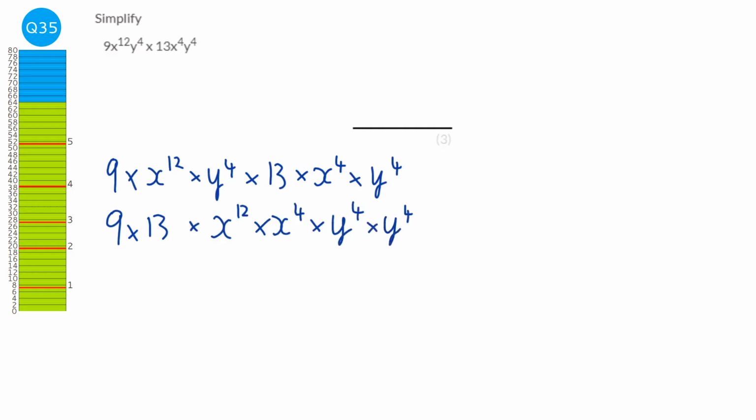So, first thing to do is 9 times 13, which is just 117. Then we've got x to the power of 12 times x to the power of 4. Now we know when we multiply two powers of the same base, and the base is x on both of those, we just add the powers. So it's 12 plus 4, which is 16. Be x to the power of 16, and then y to the power of 4 times y to the power of 4, we just add them together, so it's y to the power of 8.